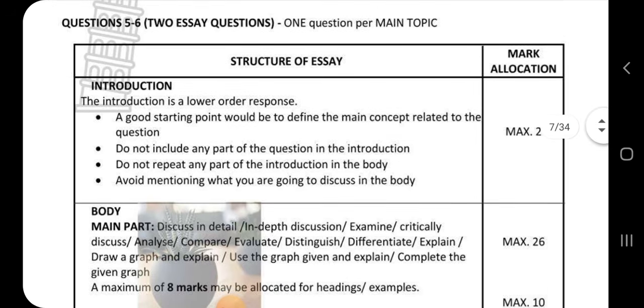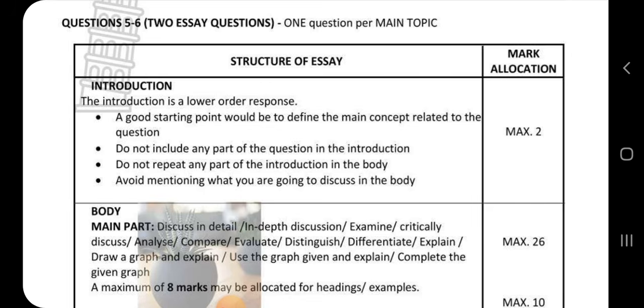So we're gonna have the introduction. The introduction is a lower order response. The maximum mark you get for the introduction is just 2 marks. Okay, and a good starting point would be to define the main concept related to the question. So if the question is on price elasticity, define anything in that aspect of price elasticity, or let's say it's circular flow, define a circular flow, or any aspect of circular flow.